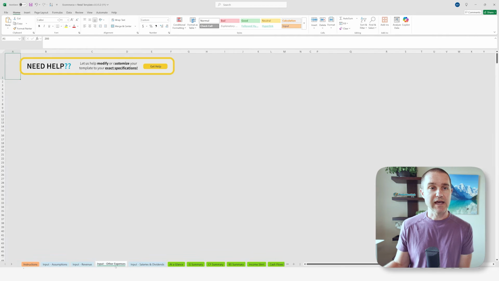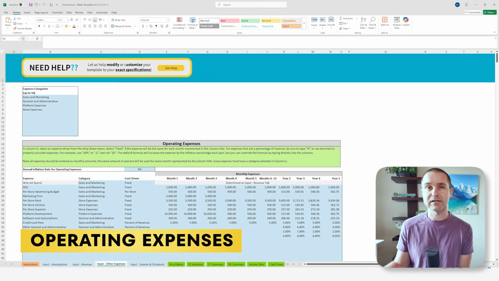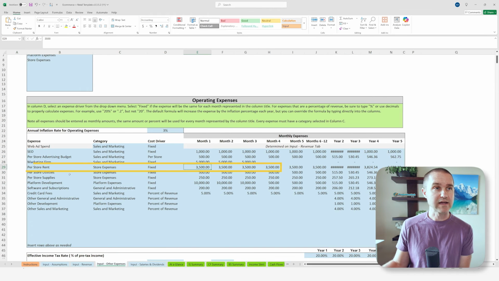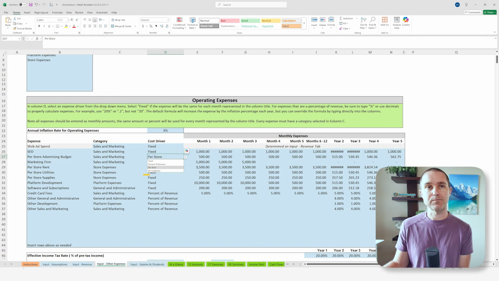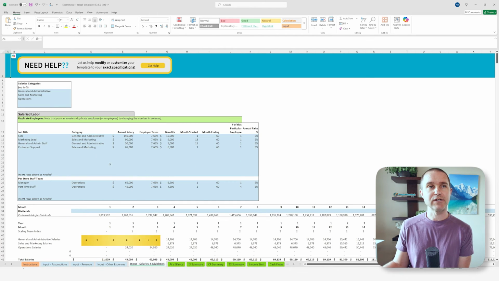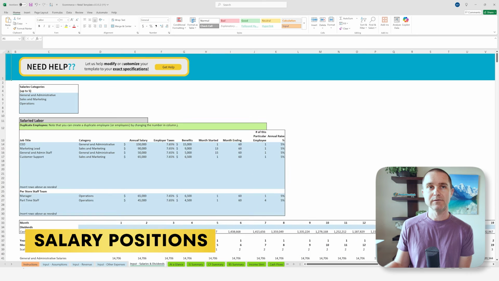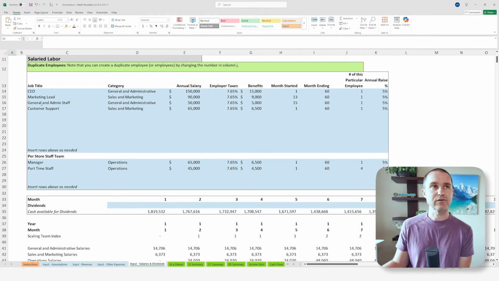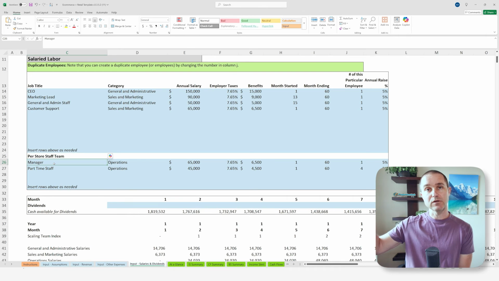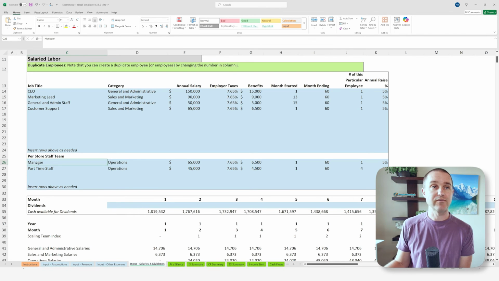And then you're also going to have to enter in your operating expenses. So you're going to obviously have your rent. Let's see, per store rent, we have assumptions for rent. And then you can set these expenses up as a per store or a fixed dollar amount or a percentage of revenue or a per employee expense. So lots of flexibility in the model. You can also enter in salaried positions here. So let me show you how this works. You can enter in salaried positions, but also per store staff team. And again, this is built to allow you to add multiple locations, multiple stores. And so you could have a manager of each store, you could have multiple part-time staff at each store, each with their own salary and assumptions.